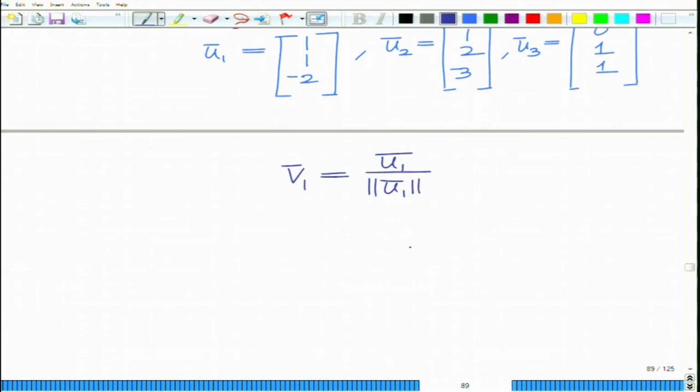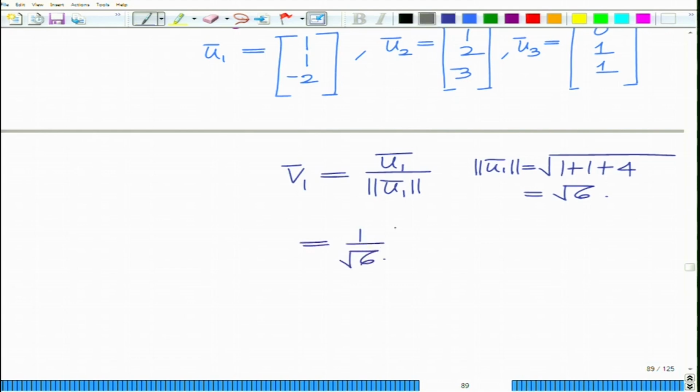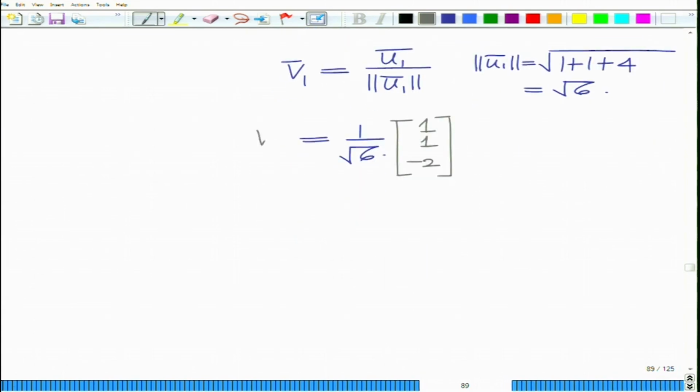Now observe that norm U1 bar equals square root of 1 square plus 1 square plus 2 square, which equals square root of 6. So, V1 bar equals 1 over square root of 6 times the vector 1 1 minus 2. So, this is your unit norm vector. Observe that this is a unit norm vector. This is the first step.